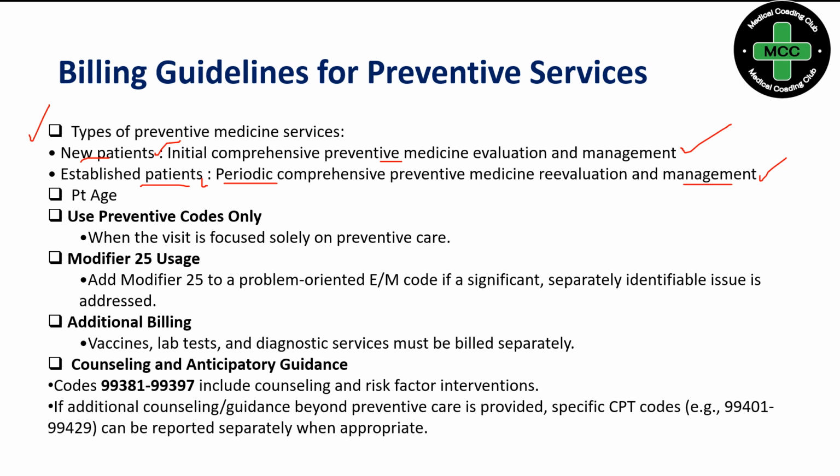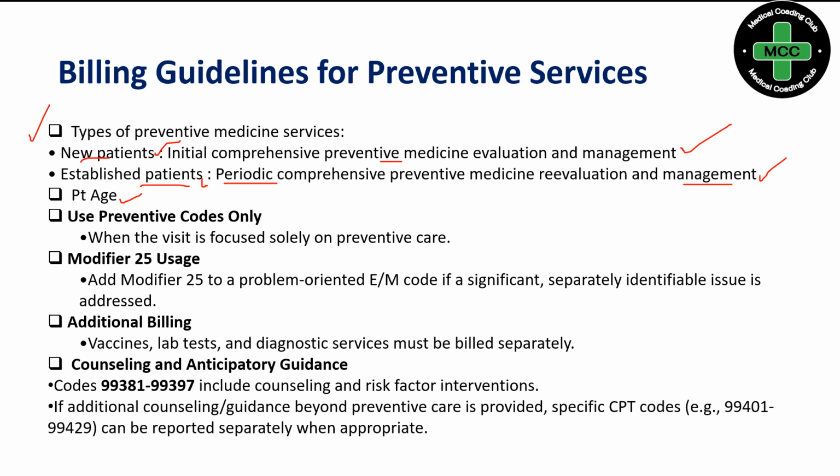And then what do we have to check? We have to check patient age. These codes are age specific, whether the patient is an infant, adolescent or adult. We have to check and code it accordingly, and use preventive codes only.